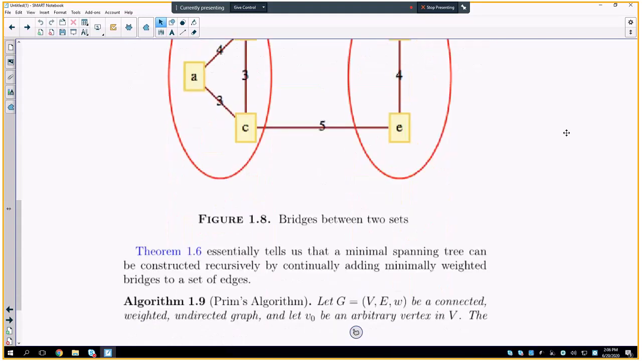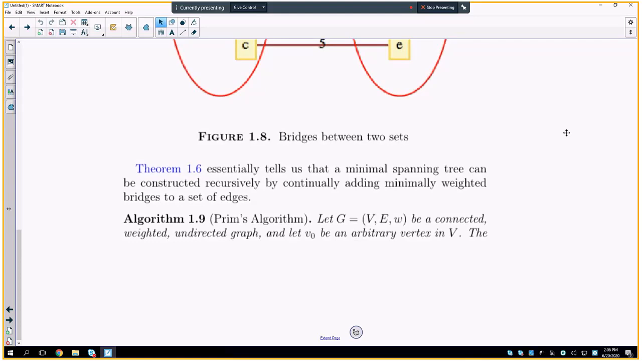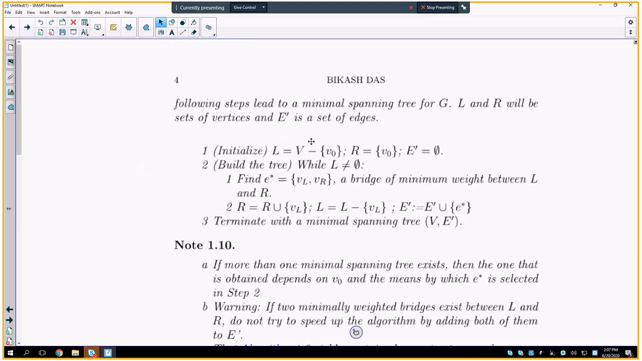Before we go there, let's talk about the algorithm, which is called Prim's algorithm, and it's one of the nicest and most efficient algorithms for finding a minimal spanning tree. Let G = (V, E, W) be a connected weighted undirected graph, and let V naught be an arbitrary vertex in V. So choose an arbitrary vertex. The following steps lead to a minimal spanning tree for G. L and R will be sets of vertices and E prime will be a set of edges. Initialize the left set as V minus V naught and the right set as only V naught, and in the first step we have no edges.